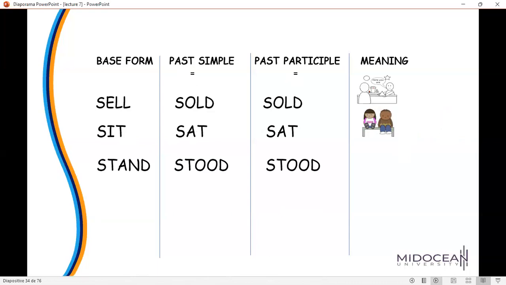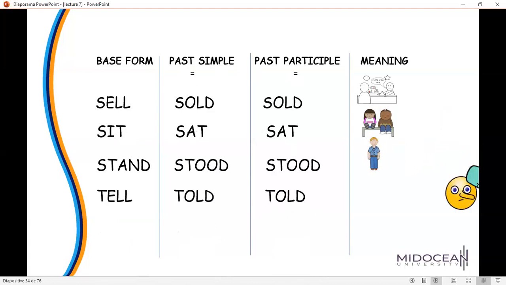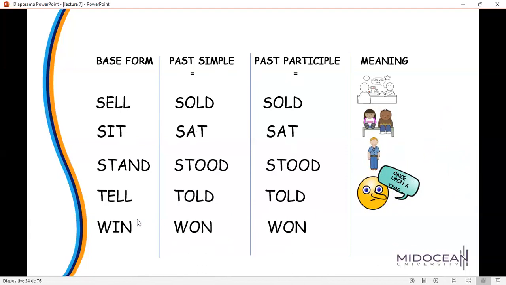Next, you have stand, stood. So for both past simple and past participle, stood, okay? Like stand up. Tell, told, dire. Win, c'est-à-dire gagner, ok? Donc, simple past won, past participle won, ok? I won the race, for example.